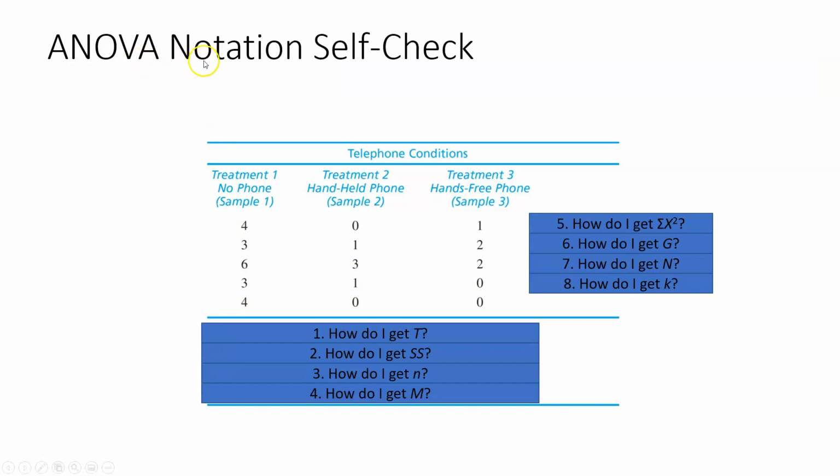Now, let's do a self-check. I'm going to ask you, how do you get each one of these kinds of things? And I want you to compute it. So pause your video after I ask you one of these questions, and then we'll answer it together, and you can test your knowledge. So first, how do I get T? T is the total for each condition. So you would add up these scores for the first, these scores for the second, and these scores for the third.